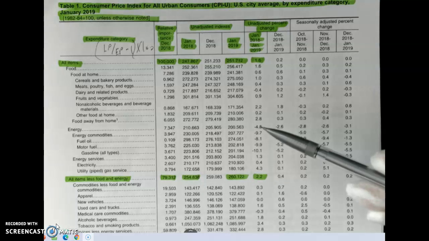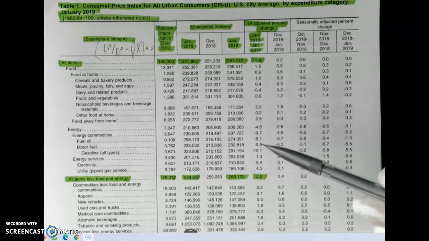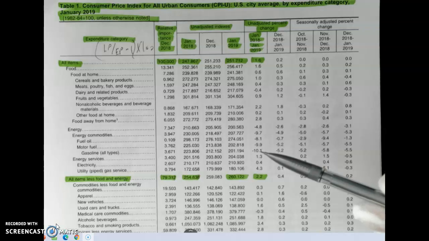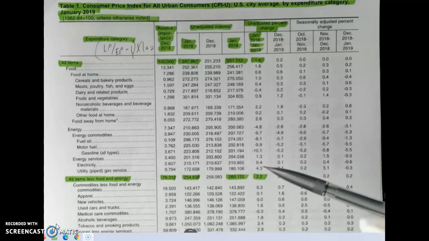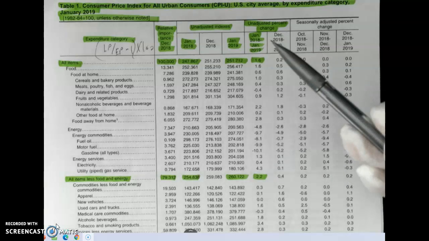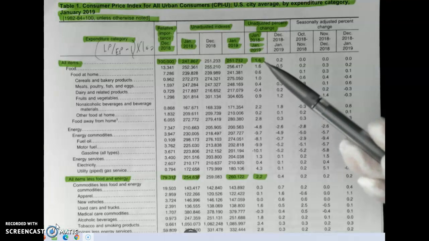Then you get into energy. Energy is very volatile, and you'll see some pretty big numbers here. So down 4.8%. So this is actually deflation in the energy sector. Down 9.7% in energy commodities, most notably motor fuel. Gasoline down 10%. So you can see how the components do matter. When you take this all items category, we see 1.6% inflation. That's what would hit the headlines.